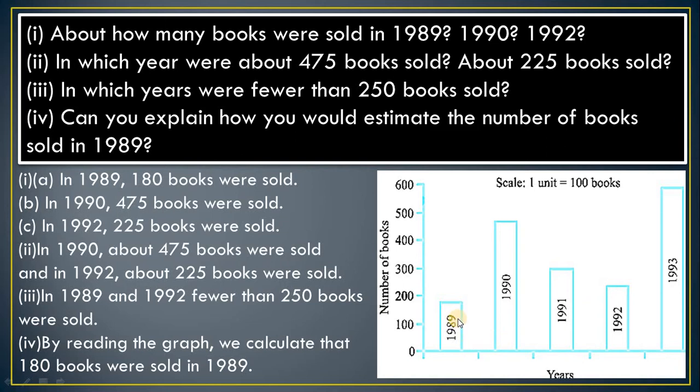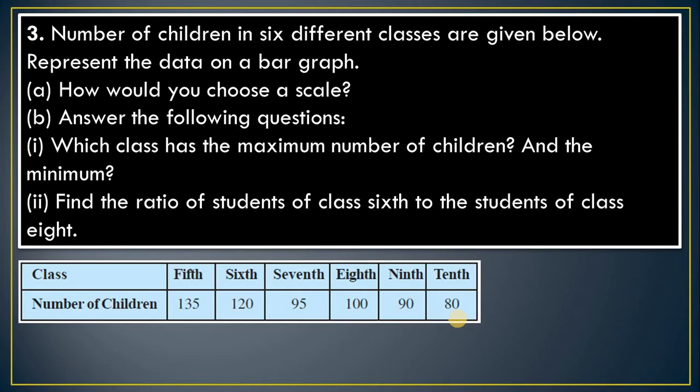89. So this is the answer of this question. Now question number 3. The number of children in 6 different classes are given below. Represent the data on a bar graph. How would you choose a scale?